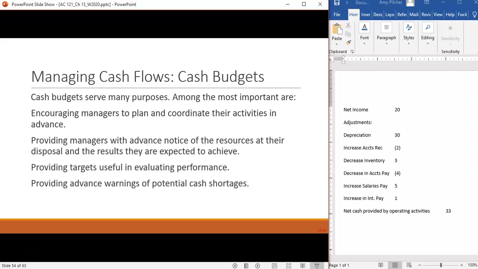When do we sell merchandise? When do we buy merchandise? How often do we pay our employees? How much do we pay our employees? And we put all of that information together into a cash budget so we can see if there are future months when we might be short or ahead.